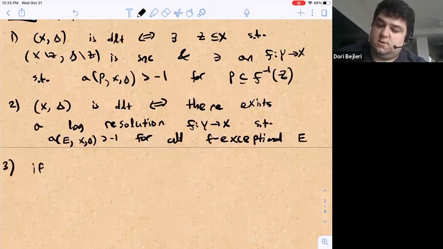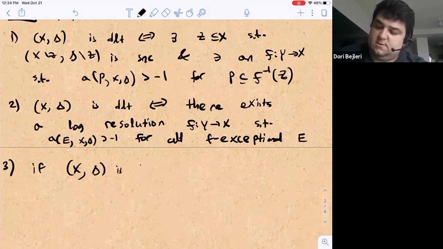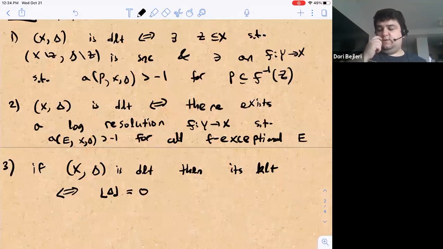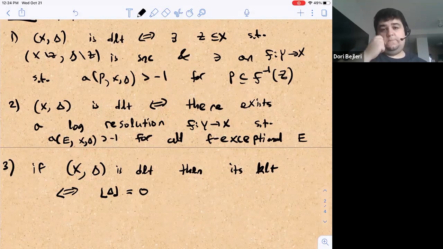And then a property: if we know that (X, Δ) is DLT, then it's KLT if and only if the round down is 0. So it's saying that the gap between KLT and DLT is this round down condition.